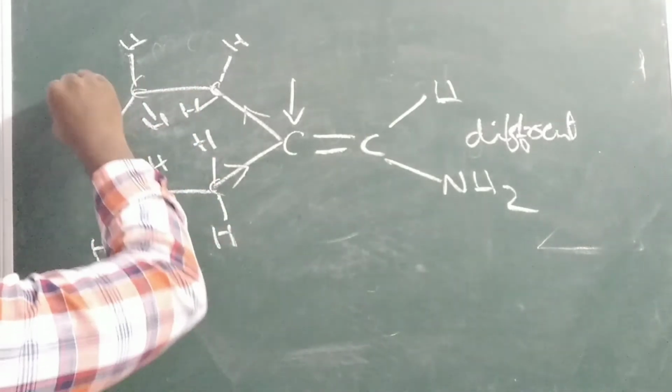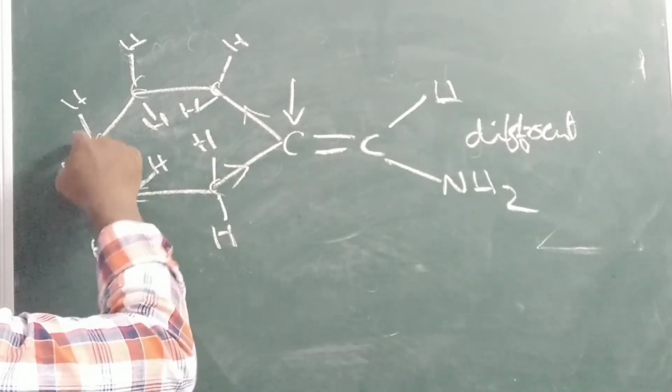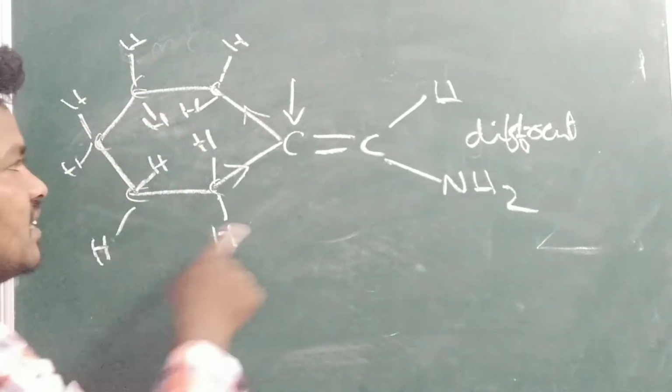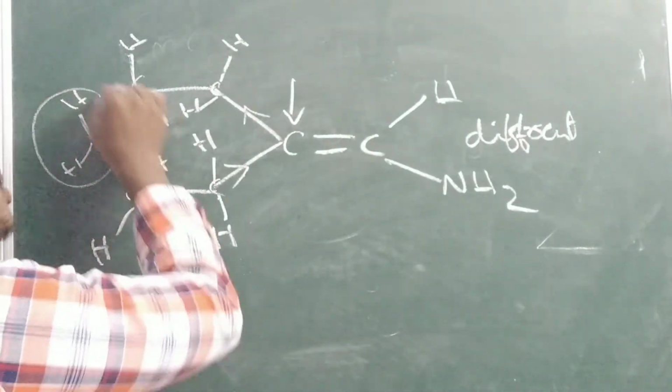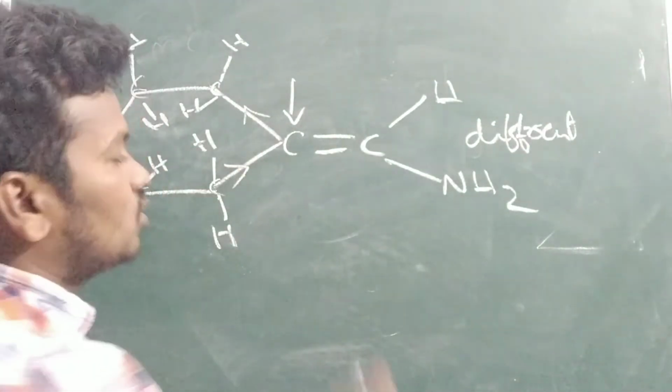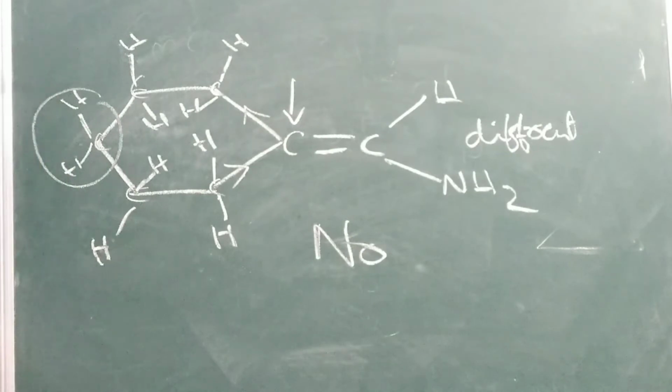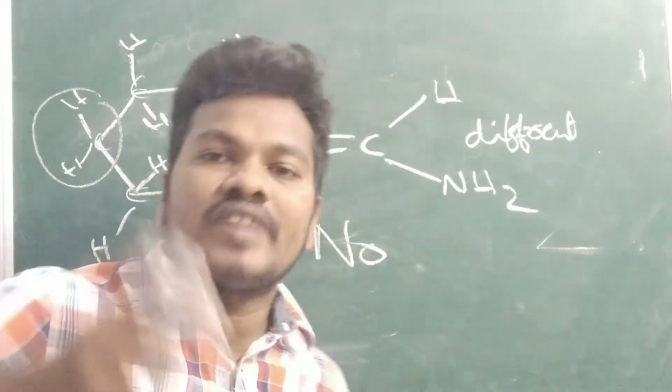For example, if you see this hydrogen, it belongs to both sides. That means if you see top or bottom, of course it belongs to both sides, having the same number. So it doesn't exhibit it. Okay, it doesn't exhibit it. So different groups should be there.